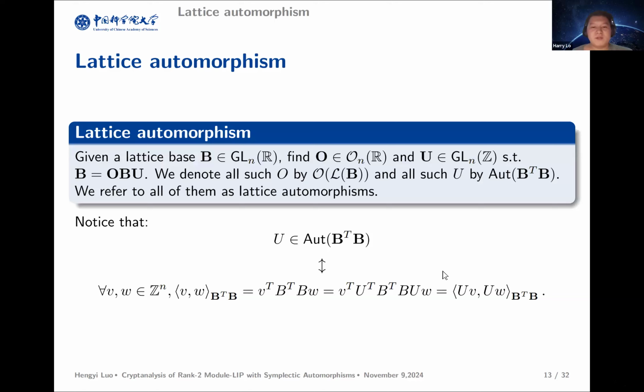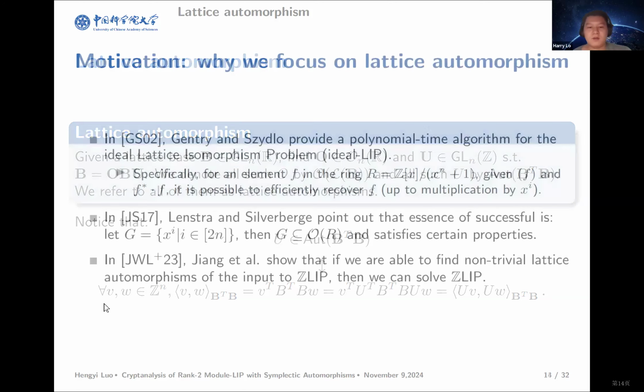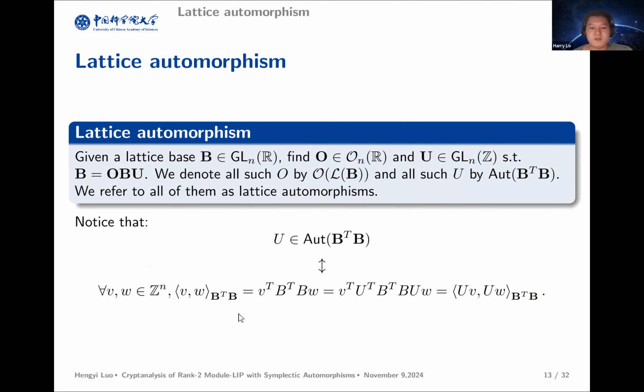Lattice automorphism, in simple terms, refers to finding an isomorphism of a lattice to itself. Here, both the corresponding orthogonal matrices and the unimodular matrices are regarded as lattice automorphisms. More specifically, the unimodular matrices can be understood as automorphisms of quadratic forms. Note that a unimodular matrix is a quadratic form automorphism if and only if it preserves the inner product induced by the quadratic form.